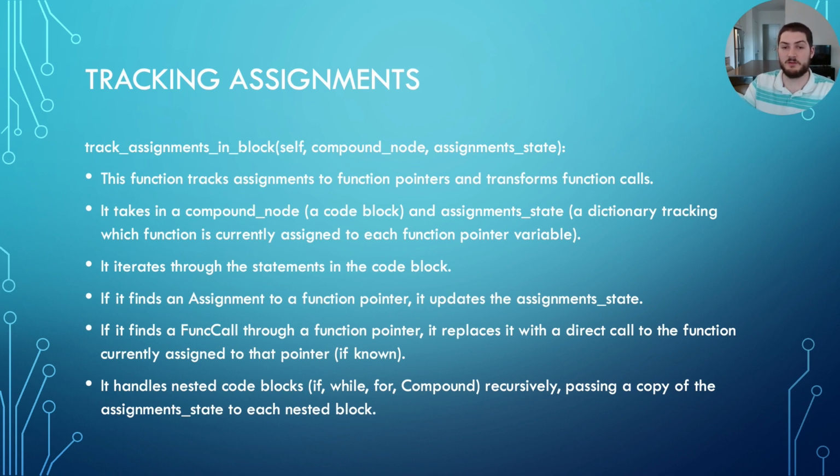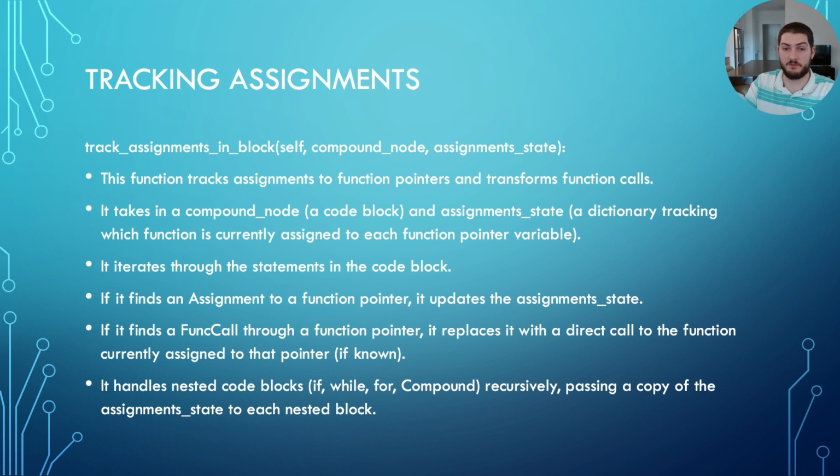The track assignments in block function operates by iterating through each statement within the compound node. During this iteration, it performs the following key actions. Tracking assignments: if the function encounters an assignment statement where a value is being assigned to a function pointer, it updates the assignment state dictionary. This ensures that the function keeps a real-time record of what each function pointer is pointing to.